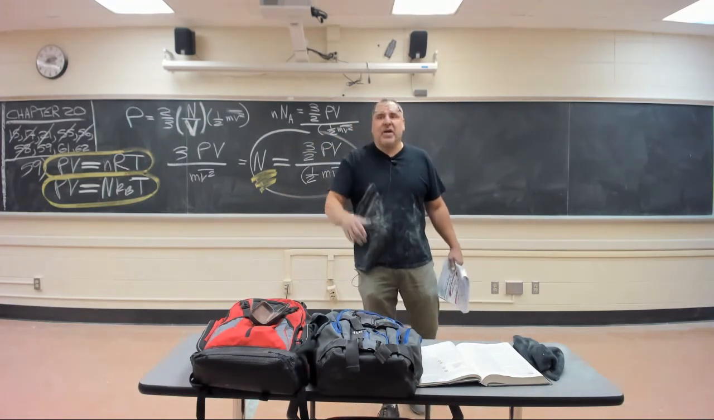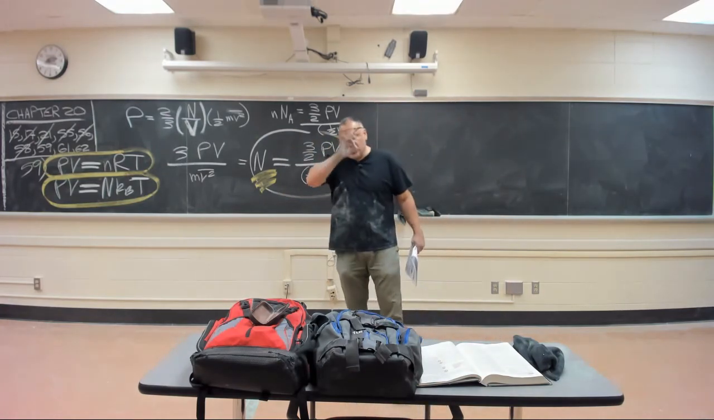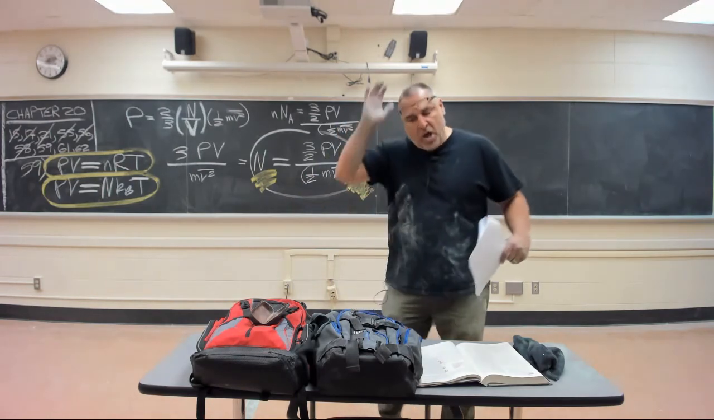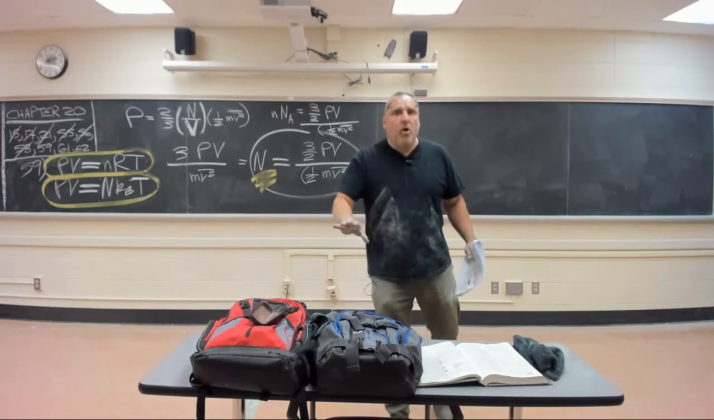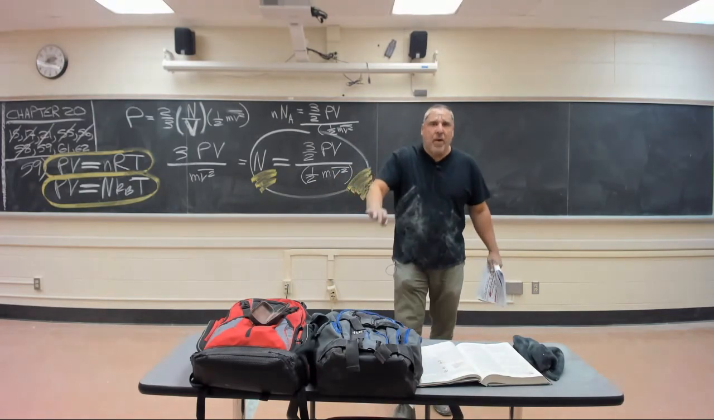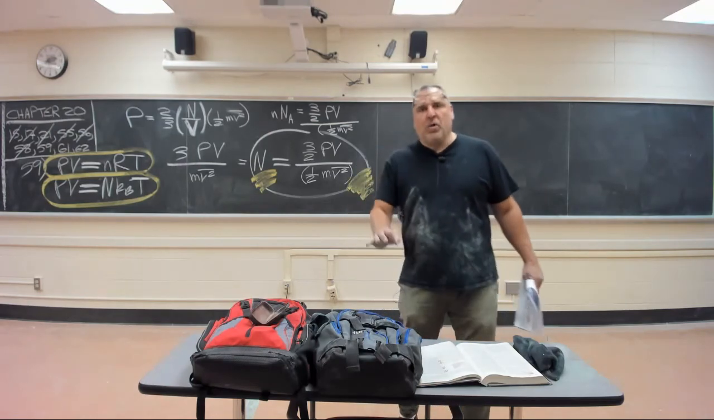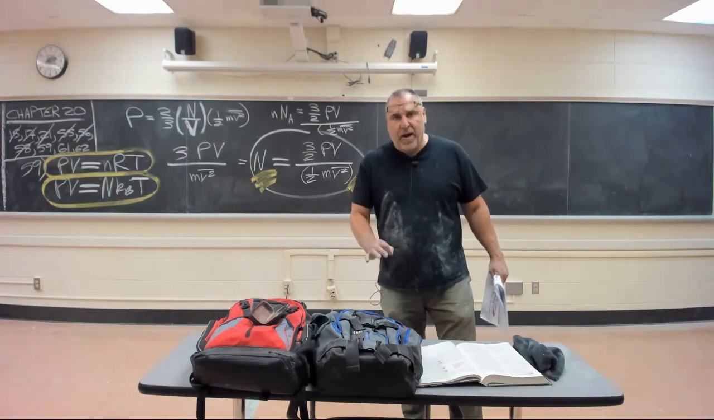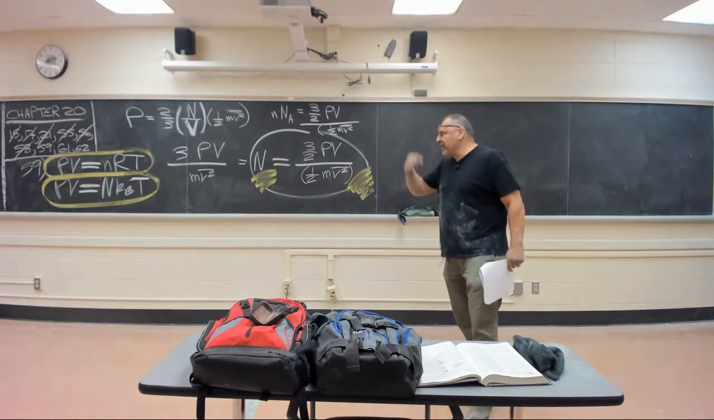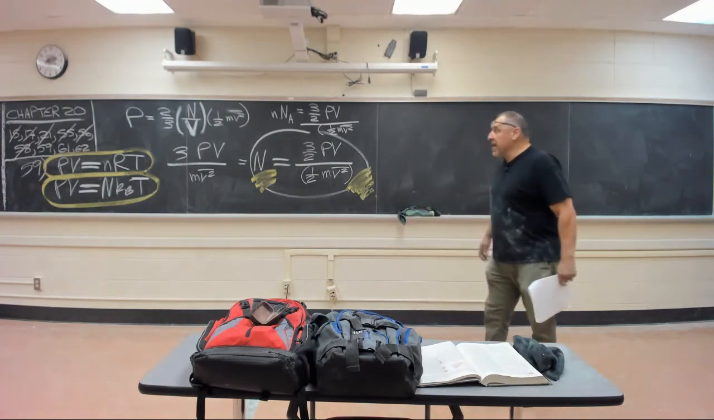So z direction, x direction, y direction, a third of capital N in each one of those directions, going at full RMS speed squared. Full RMS speed in that direction, hitting the wall straight on. That's what we can say, and so the RMS squared is just the average of the squared.